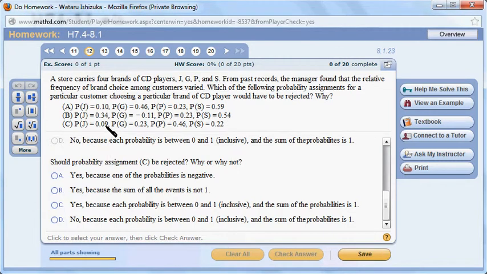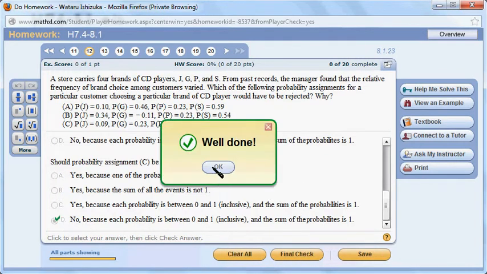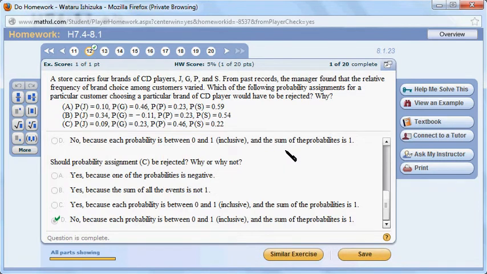0.09 plus 0.23, so that will be 0.32, plus 0.46, so that's going to be 0.78, plus 0.22 is going to add up to exactly 1. So no, because each probability is between 0 and 1, and the sum is exactly 1. So D is the answer. Check the answer. That's that. I hope that this was clear.